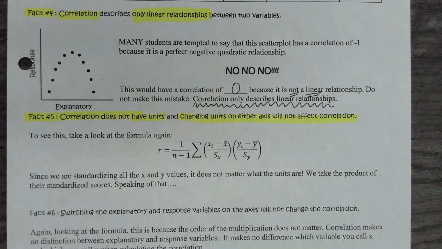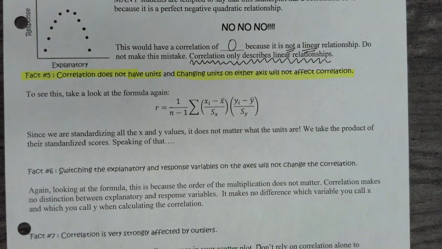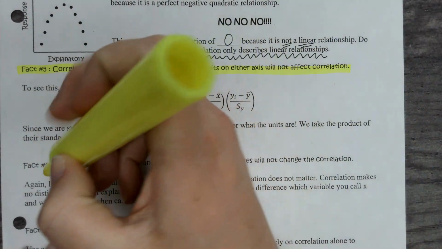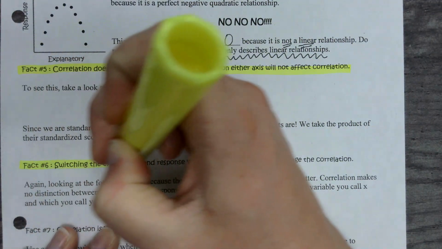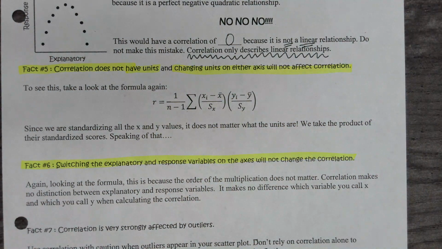Which brings me to my next point. Switching your variables. So if I switch from height to arm span and I switch those two values like we did in the Vitruvian Man activity, it will not change the correlation coefficient either. So switching the explanatory and the response variables will not change the correlation either.